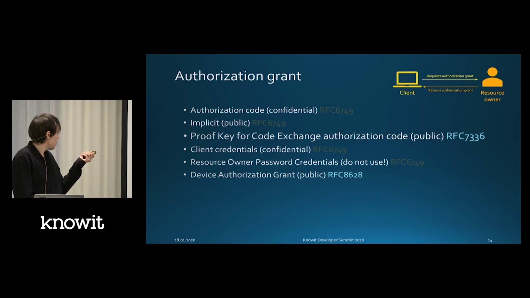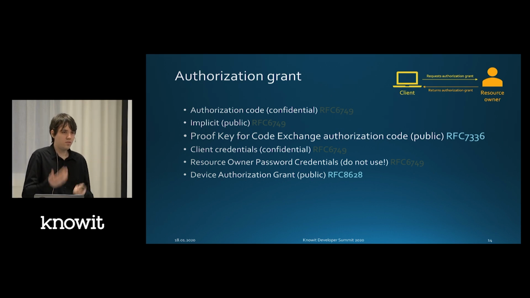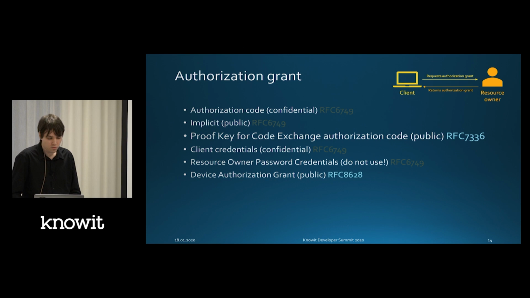Then the implicit flow. That's for public clients. You shouldn't really use it. It's a bit outdated. But the reason I mention it here is that a lot of existing OAuth platforms support this kind of flow, and you might even be used to it yourself if you're familiar with the field. Instead, you should aim for the proof key for code exchange authorization code flow, which I'm also going to talk a little bit about.